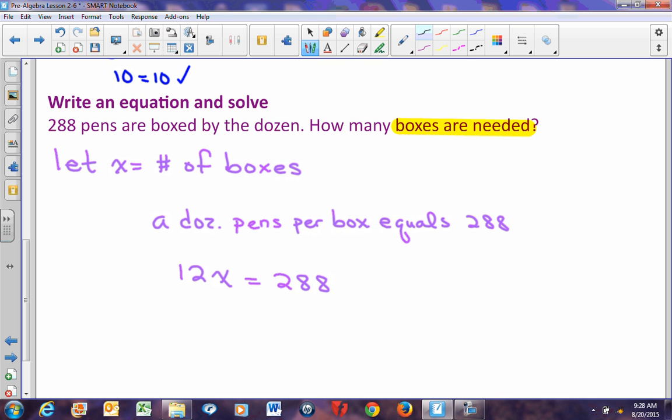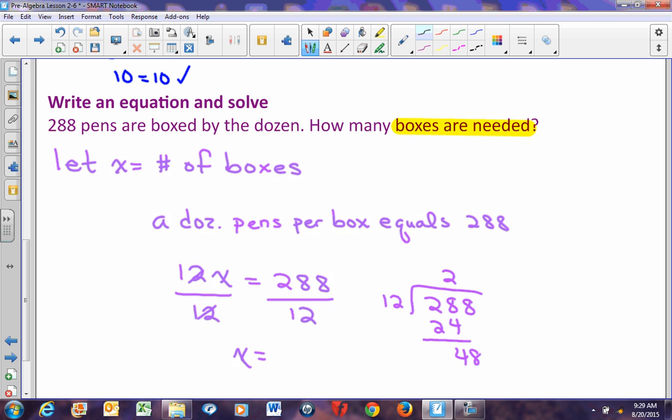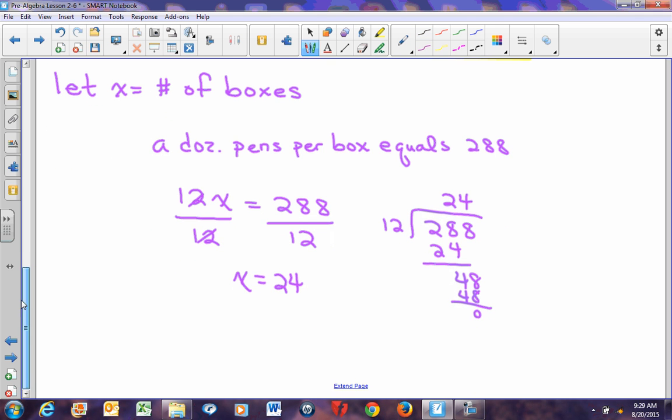Okay, now since 12 times x, to solve for this, we'll divide by 12. On the left-hand side, the 12s cancel out, leaving me with x. Then I'll do 288 divided by 12 over here. 12 goes into 28 twice, 12 times 2 is 24. 12 goes into 48 4 times. 4 times 12 is 48. So I will need 24 boxes. Since this is a word problem, we need to write it as a complete sentence. So you will need 24 boxes.